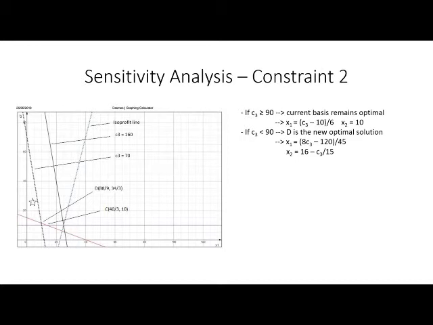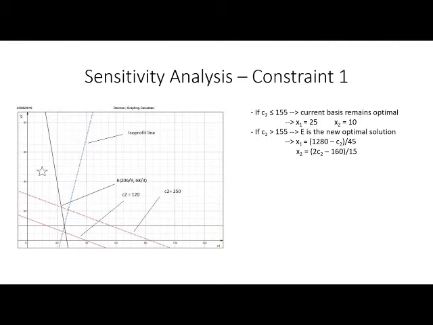40 by 3. The new optimal solution occurs at the intersection of constraints 1 and 2. We can now find x1 and x2 via a system of linear equations. x1 is equal to (8c3 minus 120) by 45. x2 is equal to (16 minus c3) by 15.